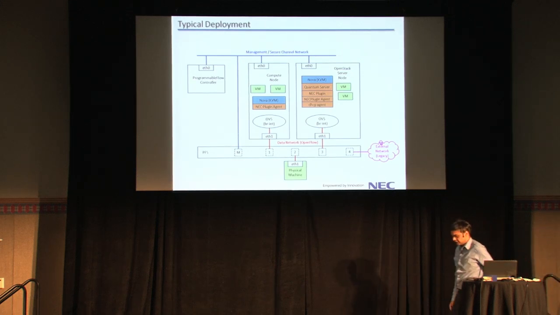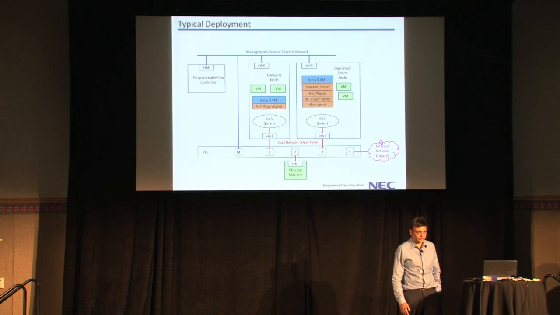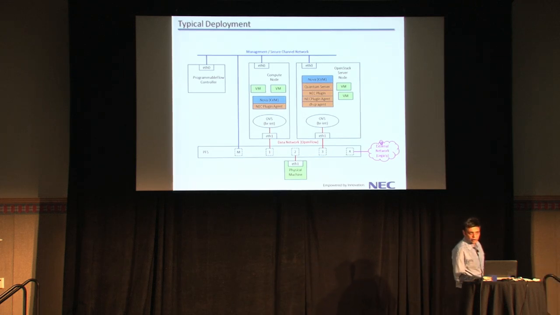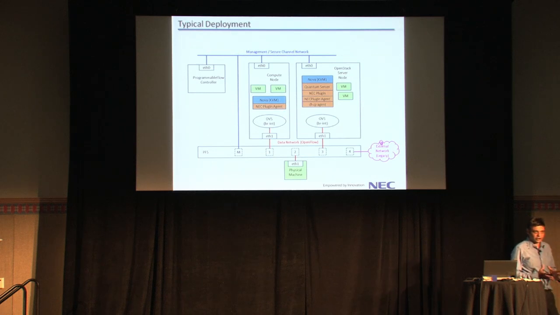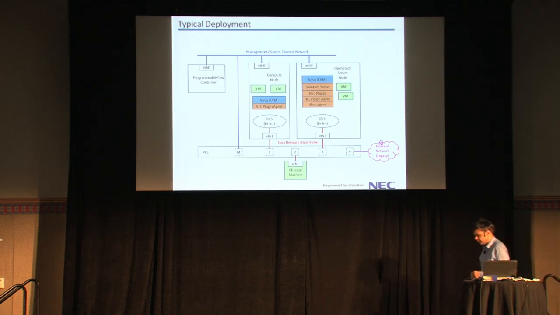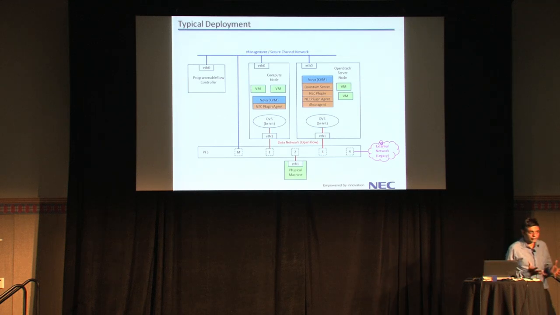Okay, so the question is whether every time there are changes, such as adding a VM or migrating a VM, the controller changes the flow tables in each of the switches. Okay, the question is different. What you're asking is whether, if there is a lot of traffic going on, there is some change in the flow table to balance the network.